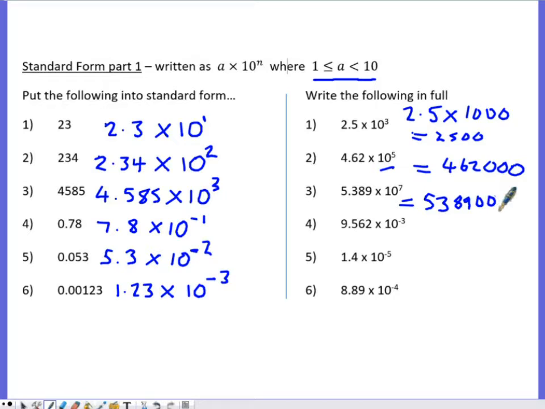4 places, 5, 6, and 7. We're going to do the same for examples 4, 5, and 6, but because it's a minus, we move it the other way. We're making it smaller.